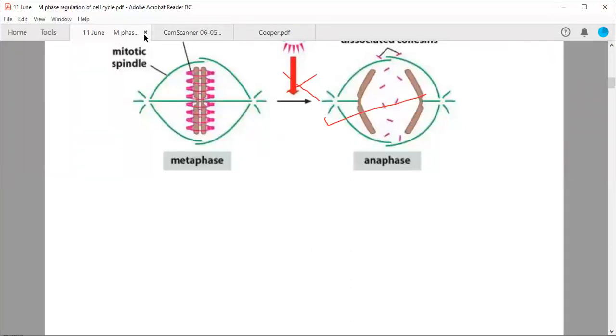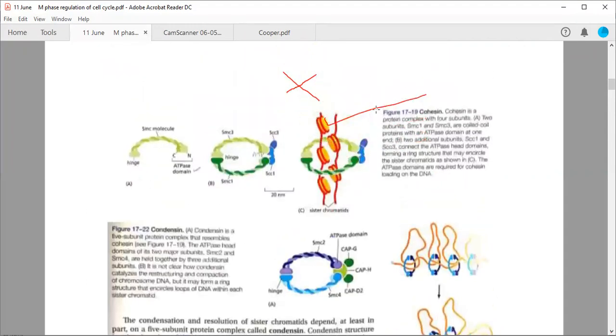Sorry, actually I have annotated this and it will move everywhere.